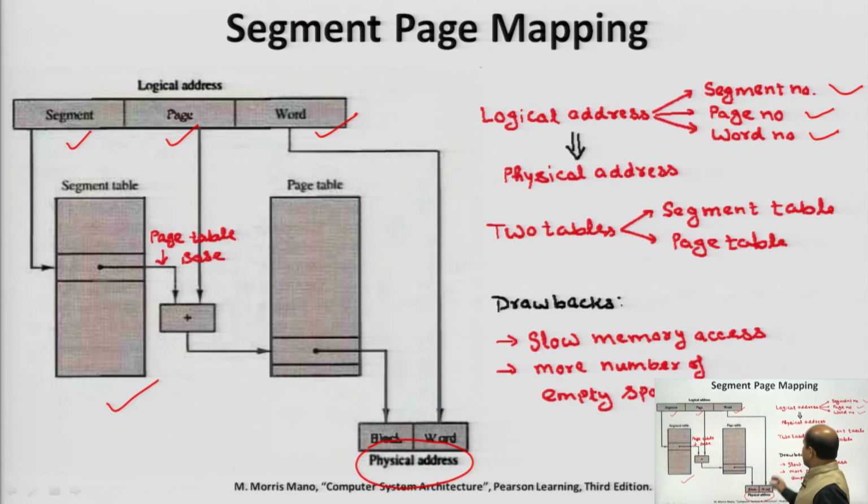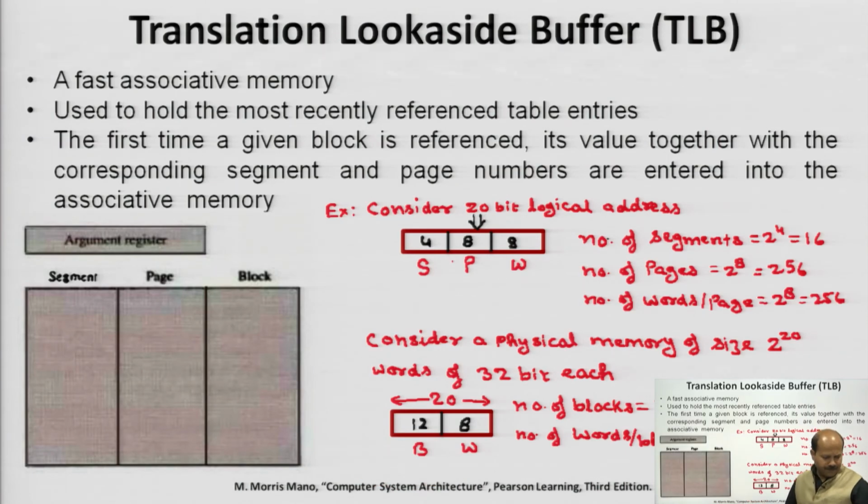Similar to the previous case, the memory page table has a few drawbacks. The memory access is slow, because three accesses are required: to map from segment to page, from page to block, and from block to the particular reference of page. So three memory accesses are required in this case, that is why it is slower. This is a slower scheme. Also, there are more empty spaces, as we have already discussed in the previous case, the presence bits which are 0.